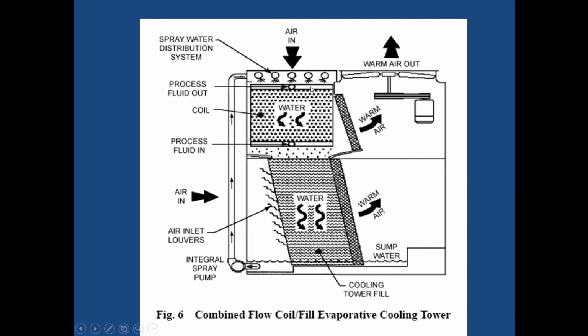At the top location, the heat is absorbed by water from the process fluid, and at the bottom portion, the heat is absorbed by air from the water. So water gets cooled. This is the fill material, and this is the coil. That's why it is called a combined coil and fill type evaporative cooling tower, because it is based on the evaporative principle.